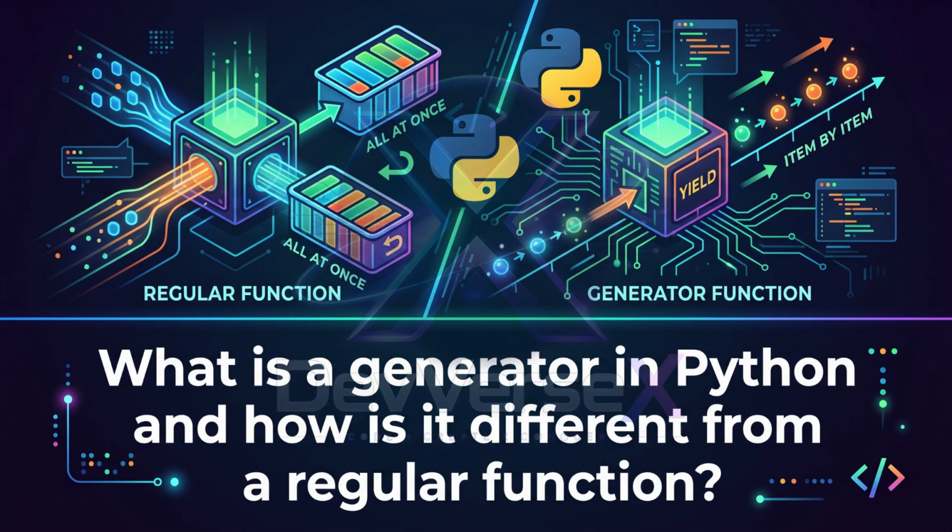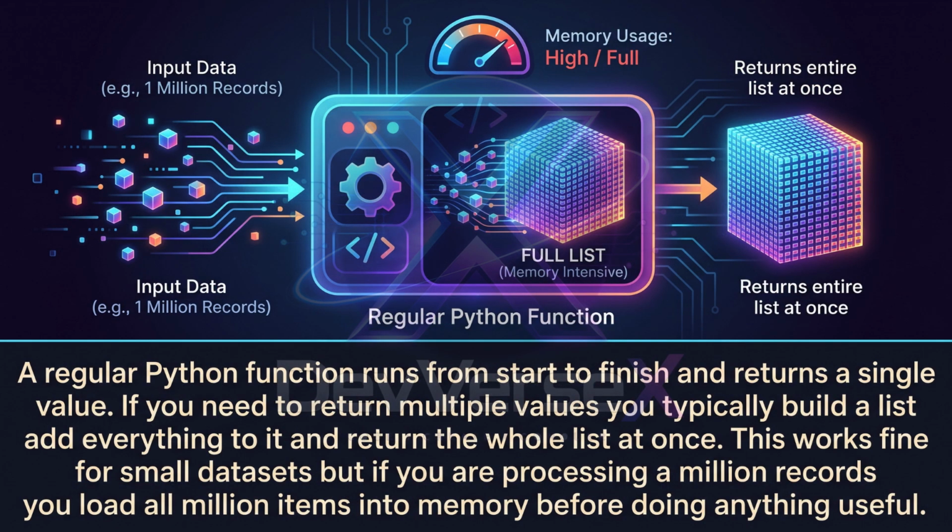What is a generator in Python, and how is it different from a regular function? A regular Python function runs from start to finish and returns a single value. If you need to return multiple values, you typically build a list, add everything to it, and return the whole list at once. This works fine for small datasets, but if you are processing a million records, you load all million items into memory before doing anything useful.